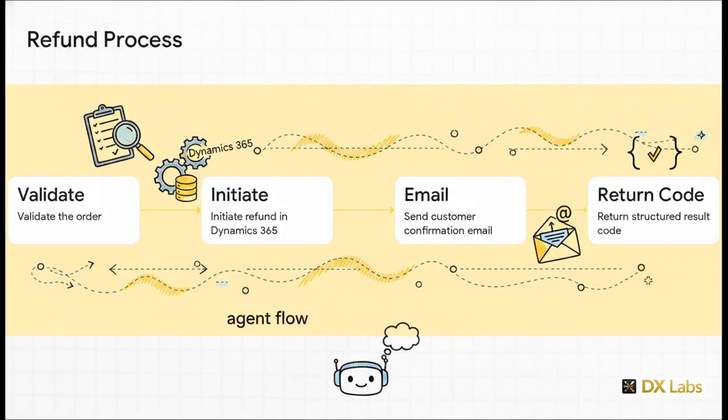Let's look at a standard Adatum refund scenario to really see this in action. The process isn't just one simple step. First, we have to validate the order. Then, we initiate the refund inside Dynamics 365. Next up, we trigger an email to the customer. And finally, we return a success code right back to the chat. A simple connector just cannot coordinate all of that. But the agent flow handles all these steps natively, neatly packaging them into one clean, coordinated operation.